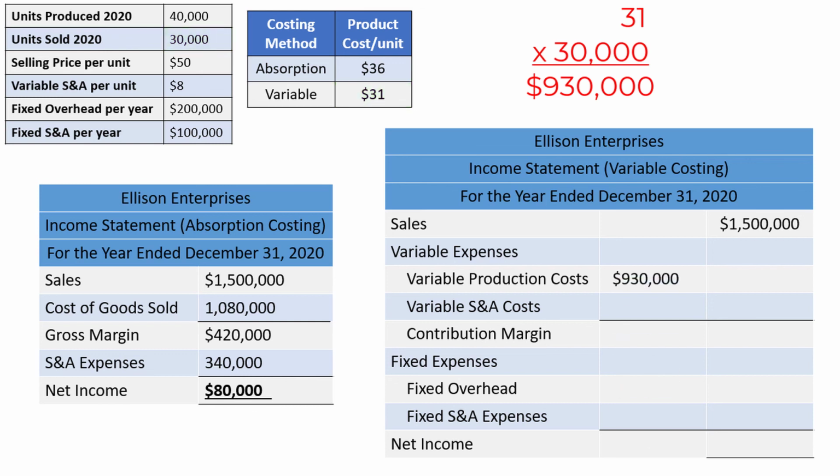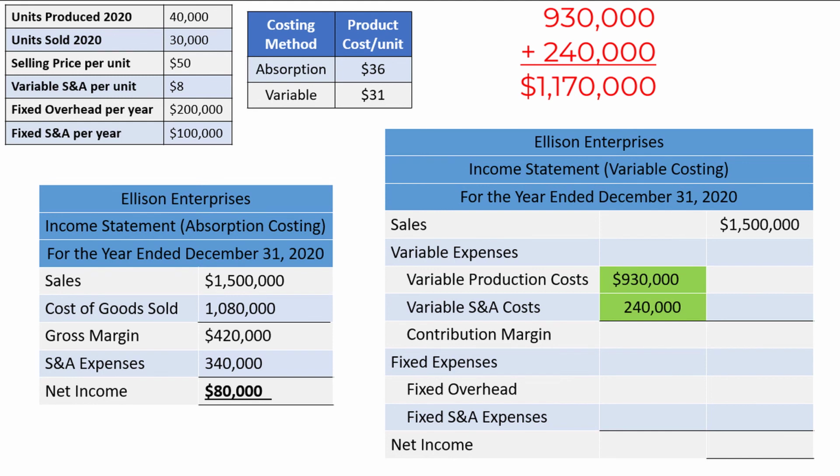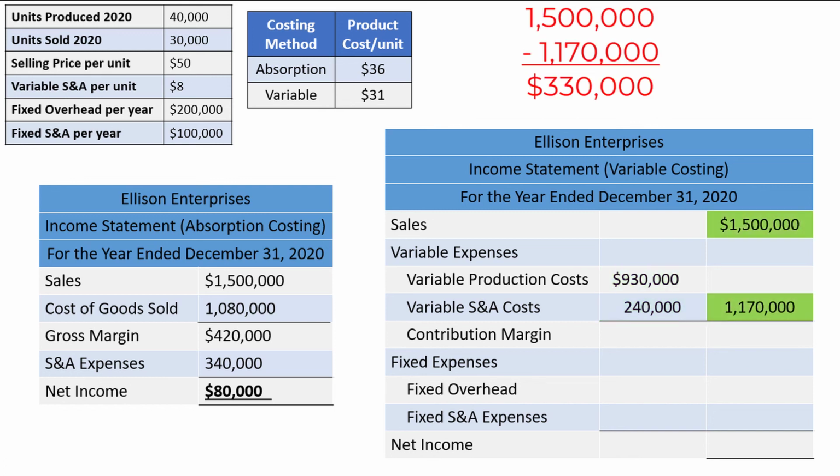The variable selling and administrative expenses are $8 per unit multiplied by the 30,000 units sold, which is equal to $240,000. The total variable expenses are $930,000 plus $240,000, which equals $1,170,000. Taking the sales and subtracting the variable expenses, we get a contribution margin of $330,000.